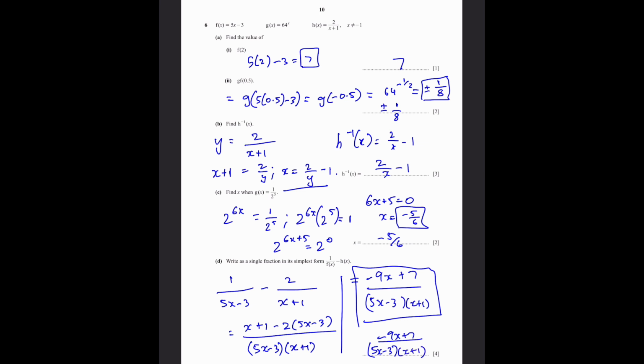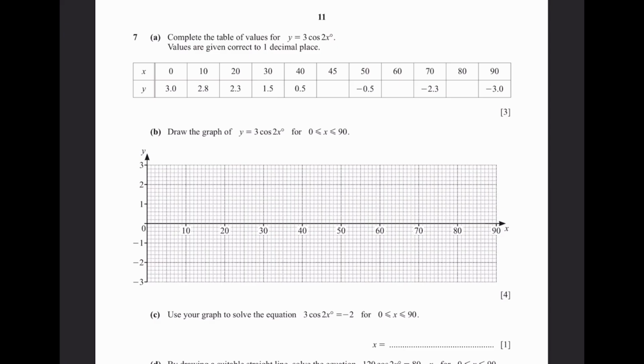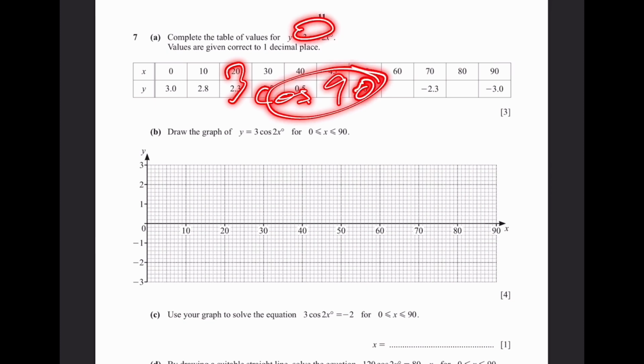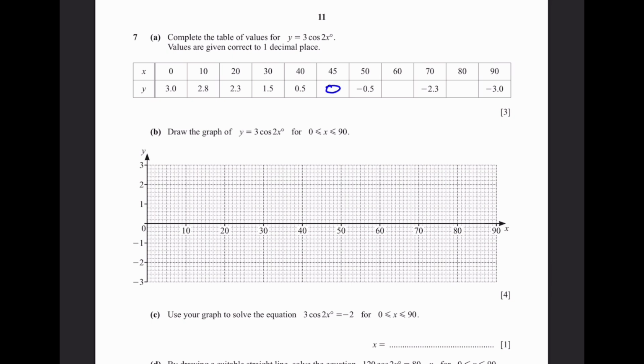Now we can go to question 7. A. Complete the table of values for y equals 3 cosine of 2x. Values are given correct to one decimal place. Well, at x equals 45, 3 cosine of 2x is just going to be 3 times cosine of 90, because 2 times 45 is 90. Cosine of 90 is 0, so 3 times that is also 0.